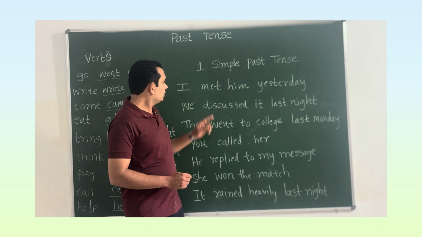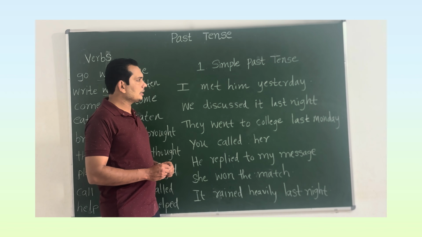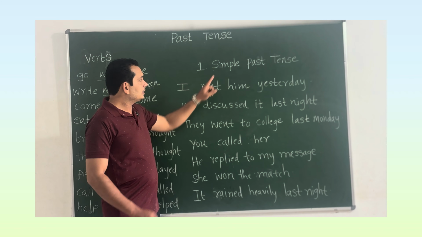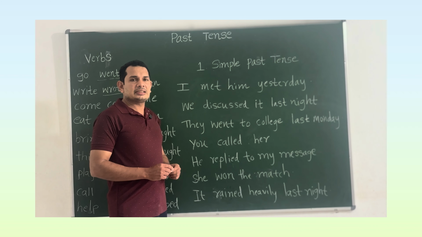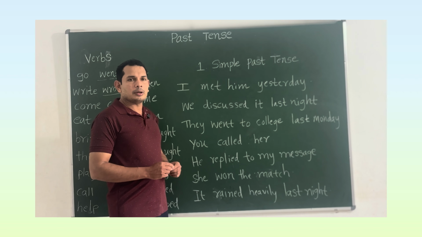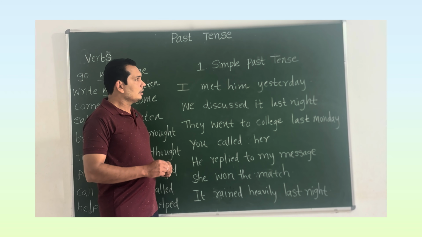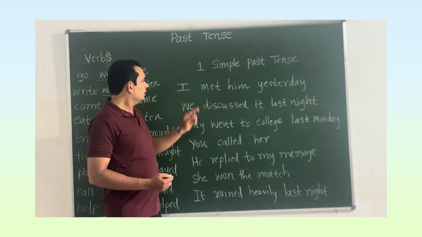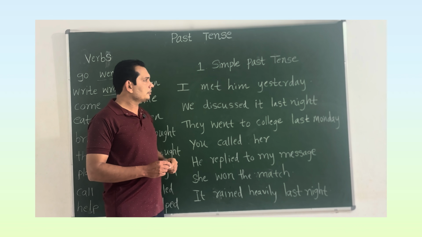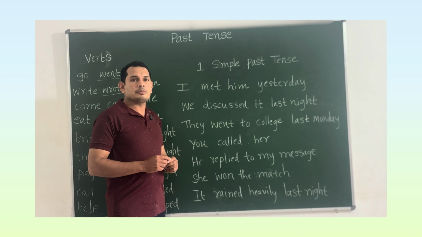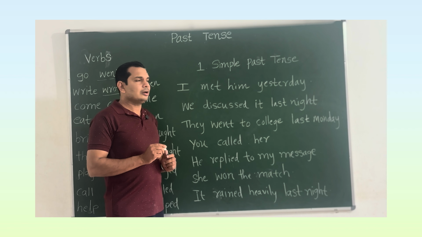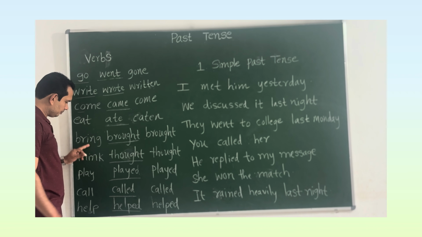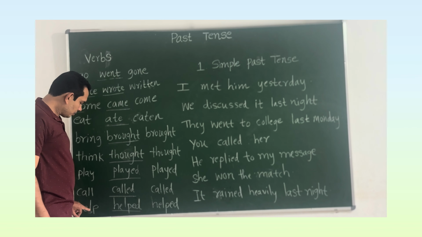Moving ahead with the topic, let's find out how negative sentences are formed. Which form of the verb should be used when we write negative sentences in the simple past tense? In the simple present tense, we use the first form of the verb when we make negative sentences. After doesn't and don't, we use the first form of the verb. Here too, in the simple past tense, we use the first form of the verb. Please note the first or the base form of the verb: go, write, come, eat, bring, think, play, call, help.